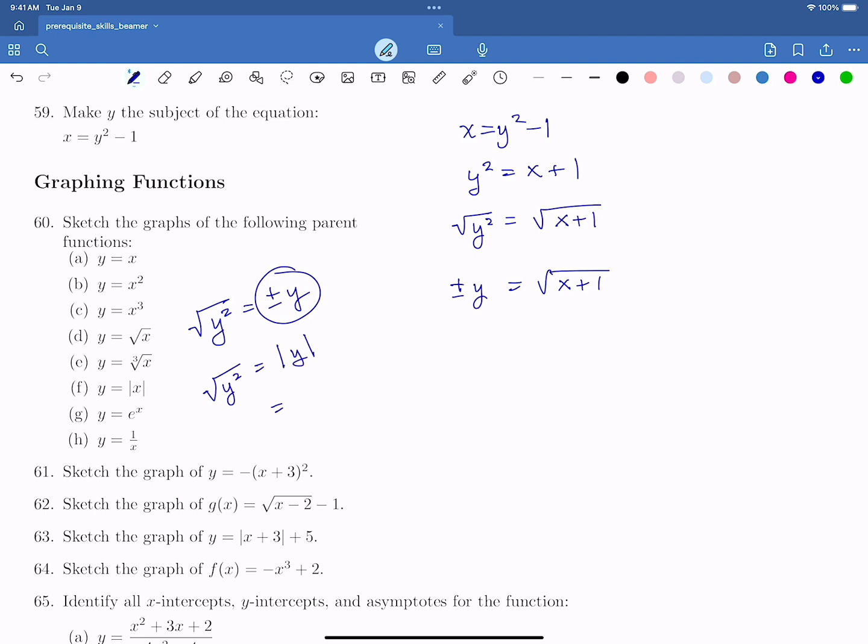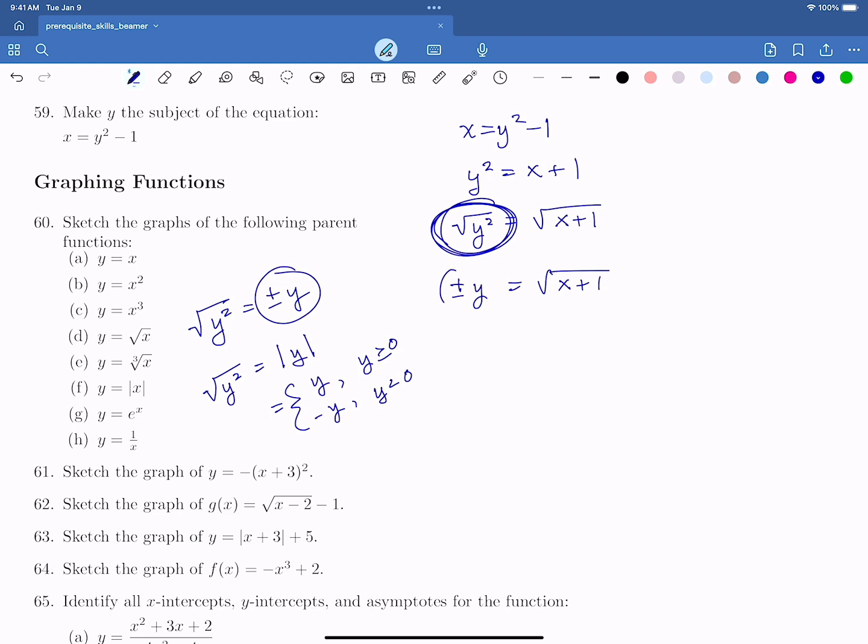So it is equal to either y or negative y, depending on whether y is positive or negative. If y is positive, it's just equal to y. If y is negative, then we have to make it equal to negative y. Okay, so just want to remember, whenever you take the square root of a variable squared, use plus or minus.